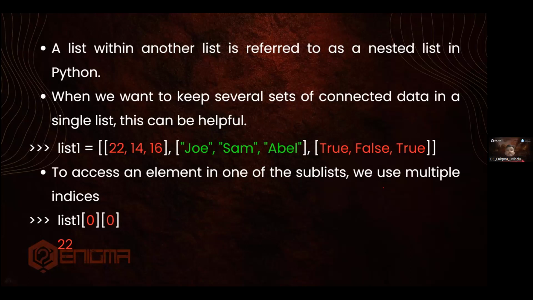So now let me ask the chat. Can you tell me the line of code that I would need to call to access the element Sam from this list? What should I call? What are the indices that I should call to access Sam from list 1?